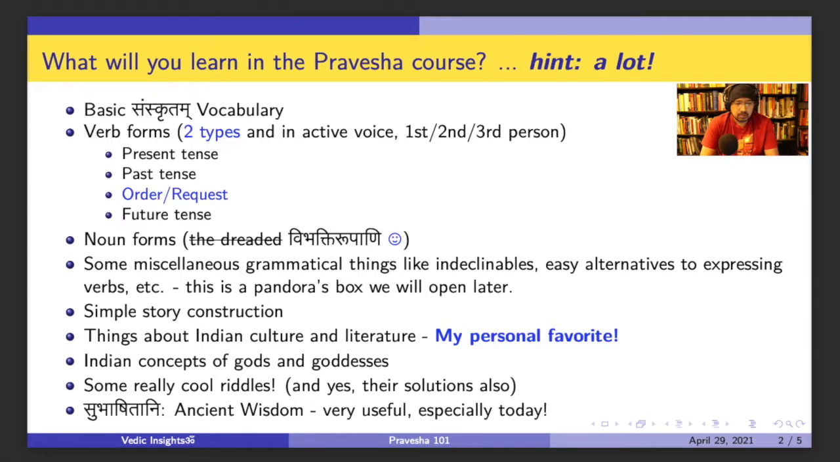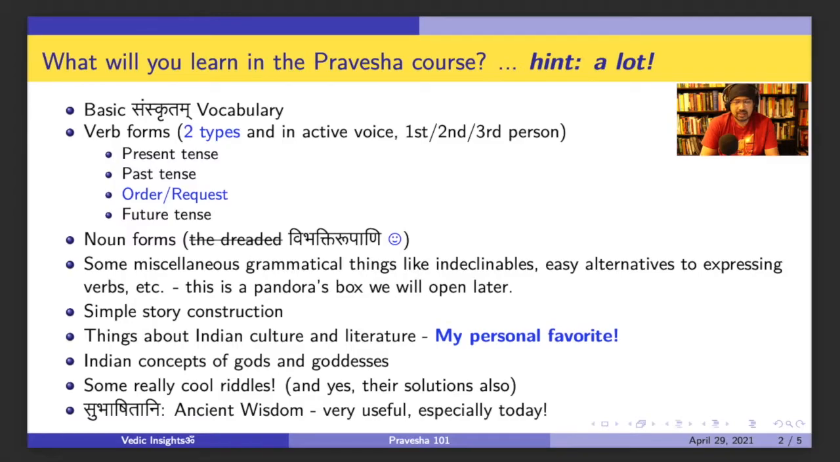Then the other part the book starts with is the verb forms. There will be two types of verb forms. We'll get into that in a little bit of detail. But the book actually only covers active voice. It doesn't do passive voice at all, which makes things simpler in terms of the number of things that we have to learn. Needless to say, verb forms will occur in the first, second, and third person, and they'll be covered in terms of present tense, past tense, and future tense, of course.